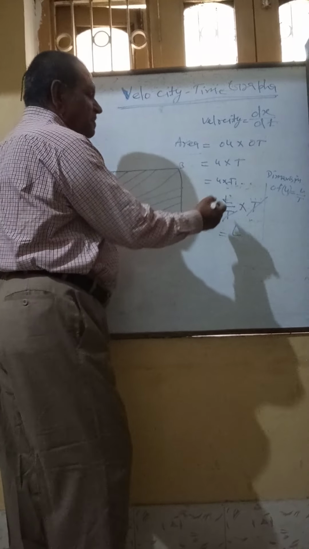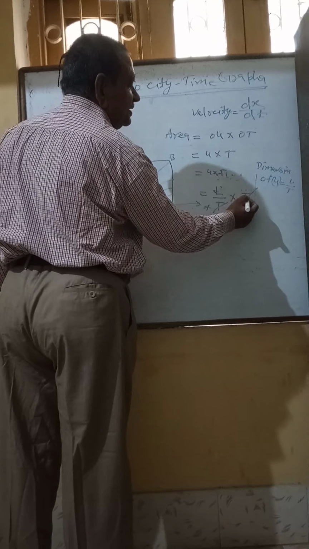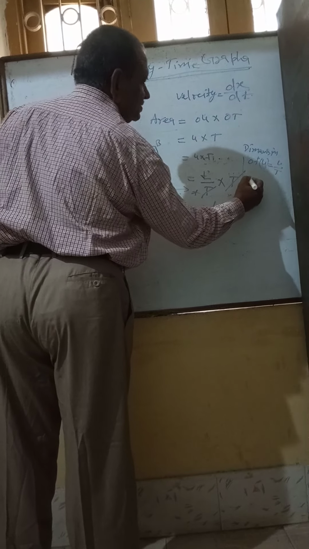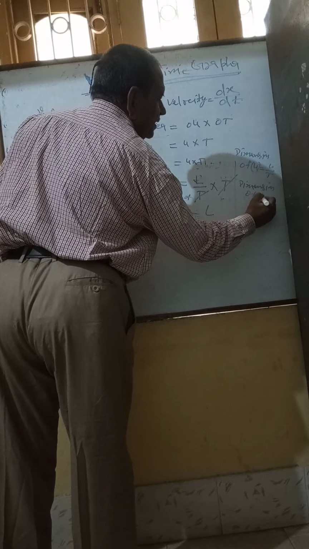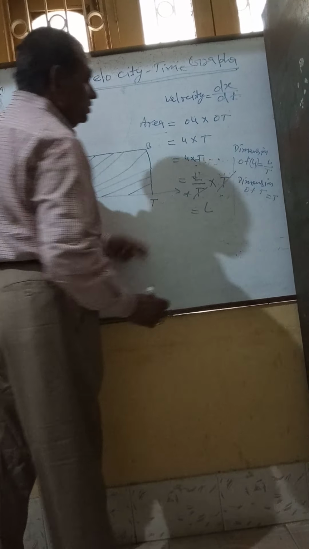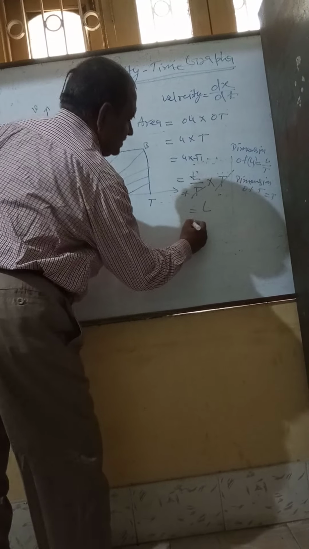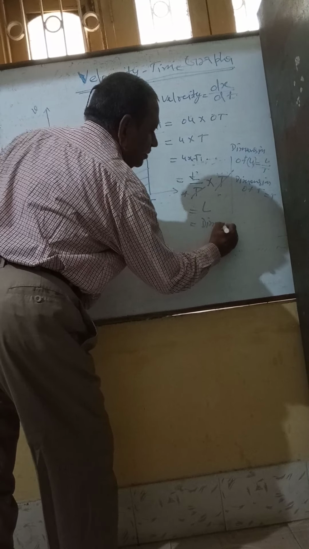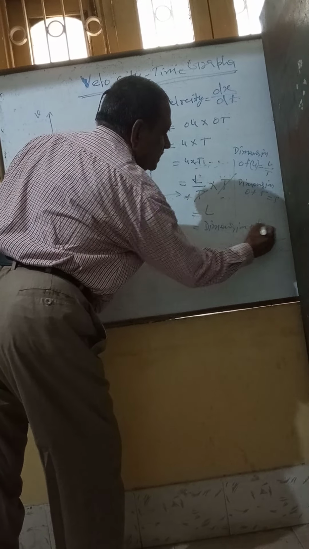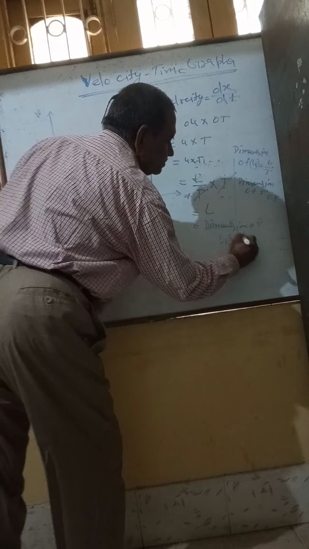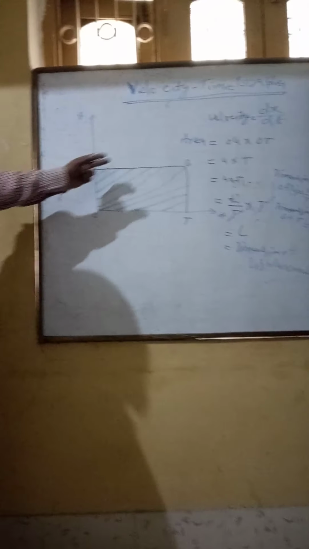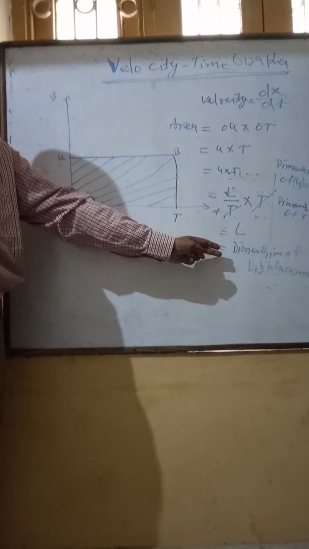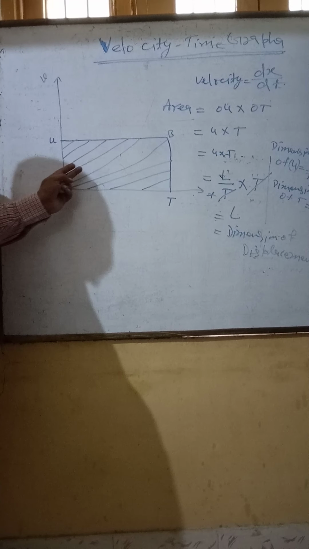That is u into T: L by T, and the dimension of capital T is T. So T will cancel out, which leaves the dimension of displacement. So it is a very interesting aspect of this velocity time graph, that the area gives the displacement. Area will describe the displacement in the velocity time graph.